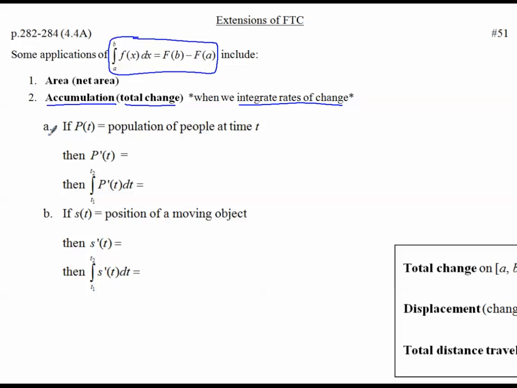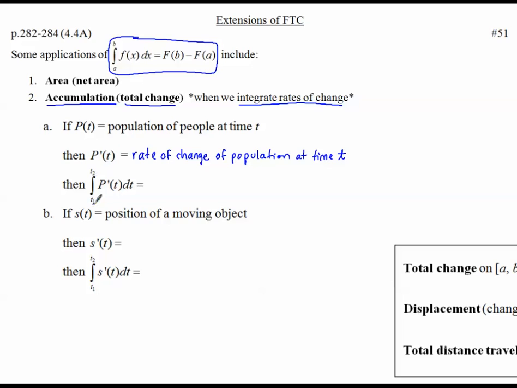For example, first one, if capital P of t equals population of people at time t, then capital P prime of t means, well, this is derivative, and derivative is rate of change. So this means the rate of change of P, which stands for the population of the people at time t. So P prime of 5 would be the rate of change of the population at time 5.